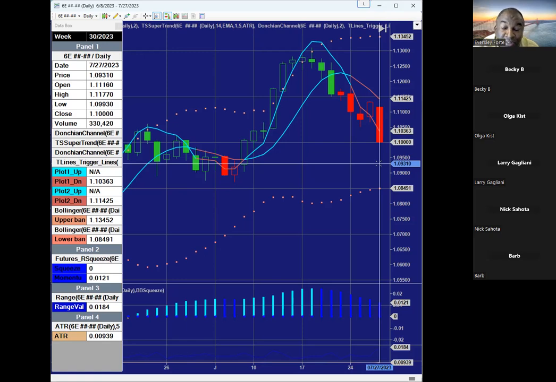What percentage return is that on our risk? We risked 535. We just made 210 at the first target. What is 210 divided by 535? 39%. That's basically a 40% return at our first target.